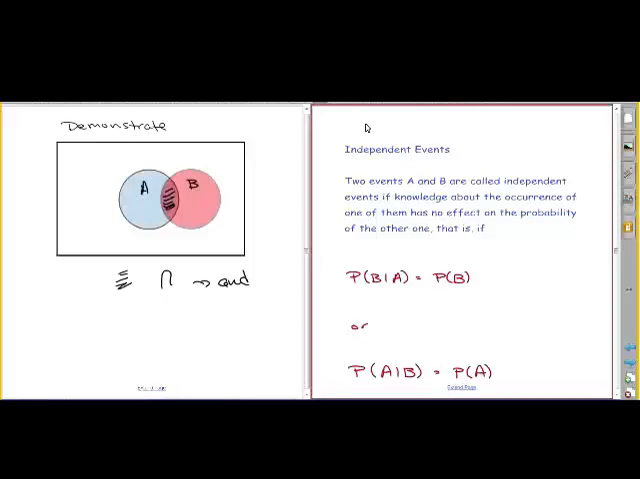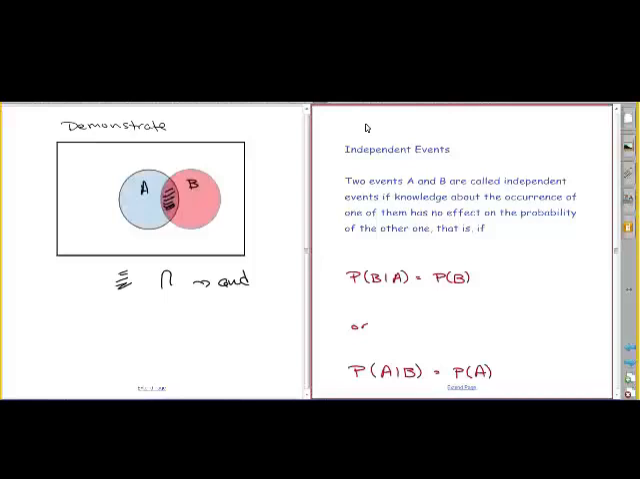Now, if they're independent events, then the probability of B happening given that A happens is just the probability of B happening by itself. There's no connection between the two. Or the other way around, the probability of event A happening given that B has happened is just the probability of A happening. Again, think of a coin or rolling a die. Those are examples of independent events.